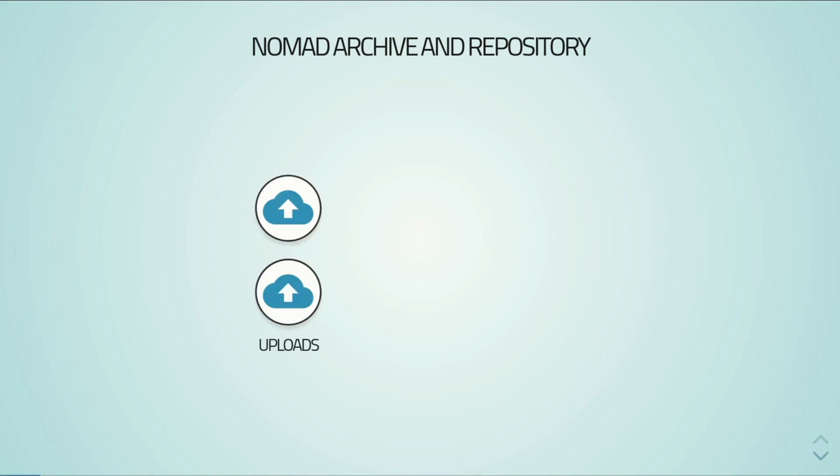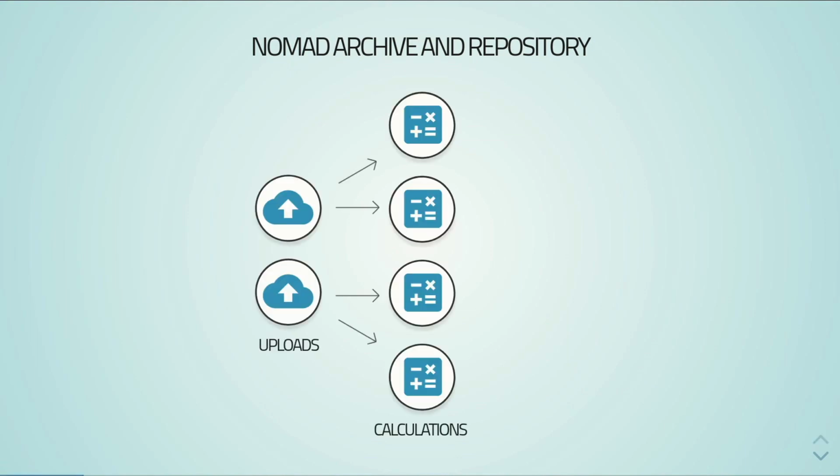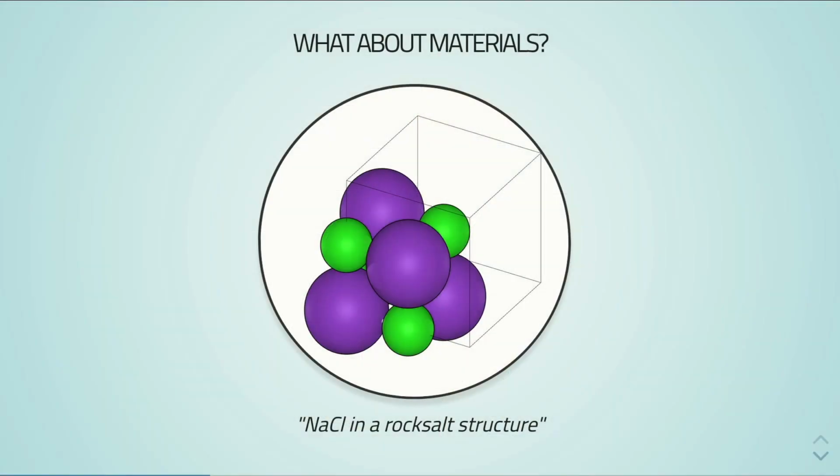The NOMAD archive and repository are organized in terms of uploads, calculations, and datasets. Users upload their raw data from which individual calculations are automatically detected. Calculations can also optionally be grouped into datasets and given a DOI. Other users can then search the individual calculations or datasets in terms of the used method, calculated properties, or the involved chemistry. However, the focus of materials research is often on specific materials.